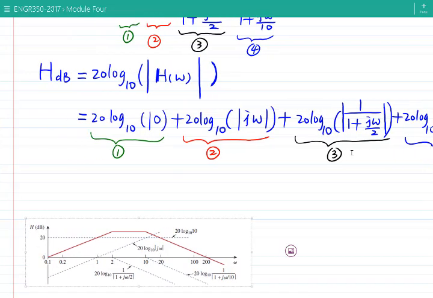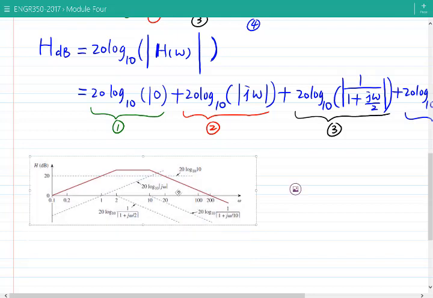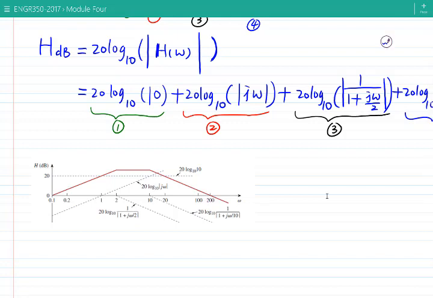Now we need to build up the Bode plot for each factor. Here I have already drawn the Bode plot. Let's see how we draw the Bode plot for factor number 1. It is a constant, so basically 20 log base 10 of 10. Log base 10 of 10 is 1, so it is 20 dB. So we can plot factor number 1. This is factor number 1.